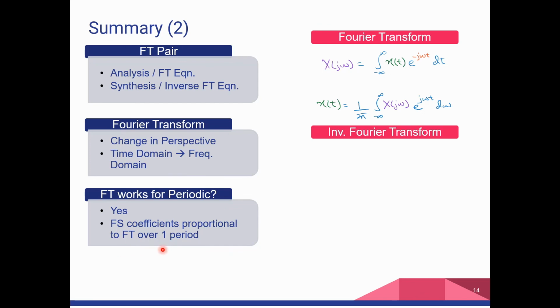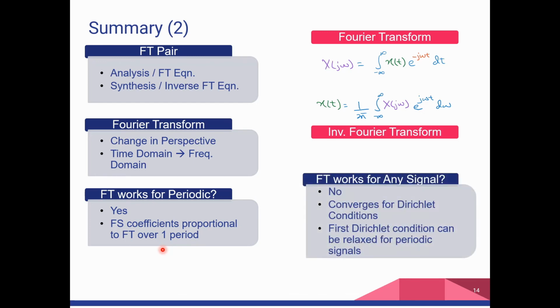But will the Fourier transform work for any signal? And the answer is no. Because as we saw in the Fourier series as well, the signal under consideration must obey the Dirichlet conditions. So if there is an aperiodic signal and we want to know if the Fourier transform exists for that signal, then we can check for the Dirichlet conditions. However, for periodic signals, the first Dirichlet condition can be relaxed and still the Fourier transform for that periodic signal will exist. We will cover this point in our next lecture and we will see some supporting examples as well.